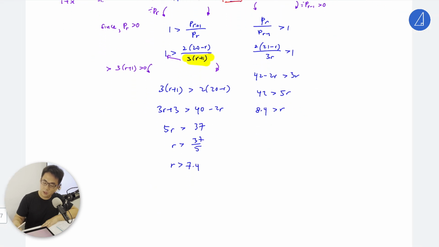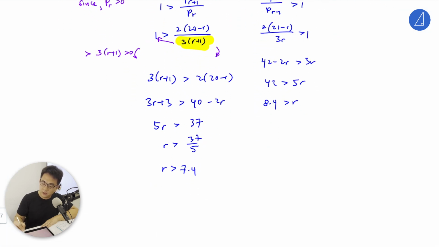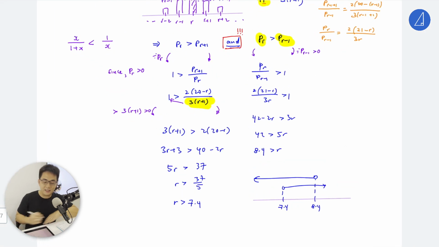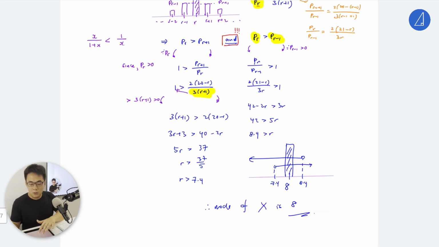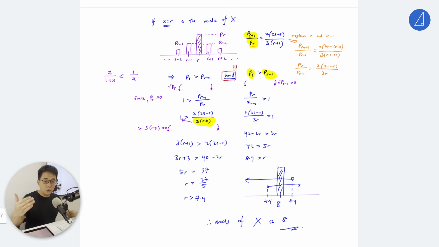There you go. So you marry both of these inequalities here. You have 7.4 and 8.4. The only class that is sandwiched within 7.4 and 8.4 is obviously 8. It's discrete, so hence the mode of x is 8. You use your GC and check your answer, obviously. Okay, so that's how you get it.